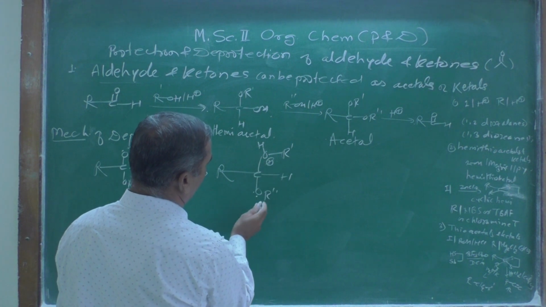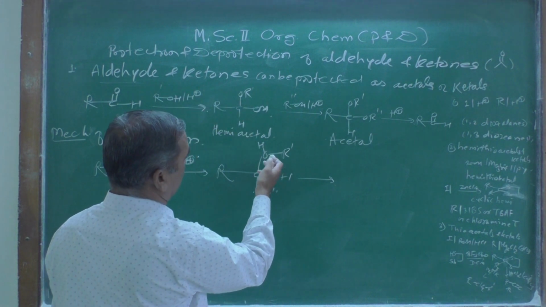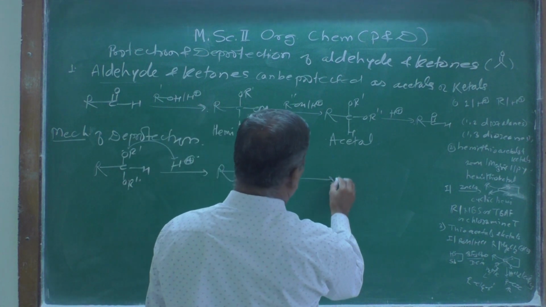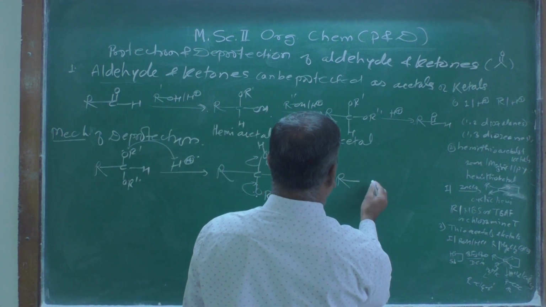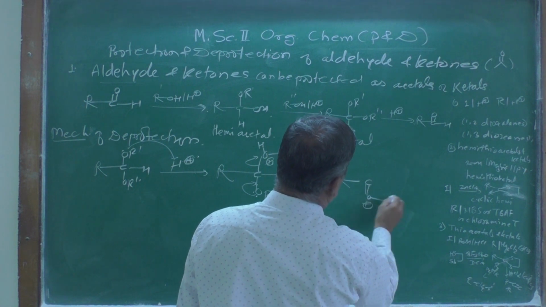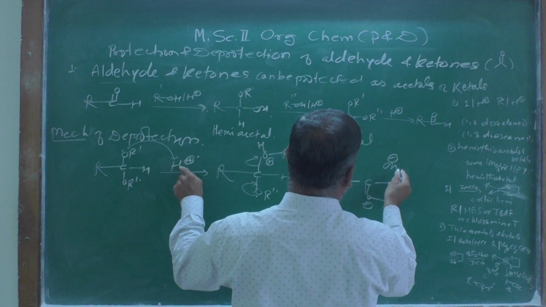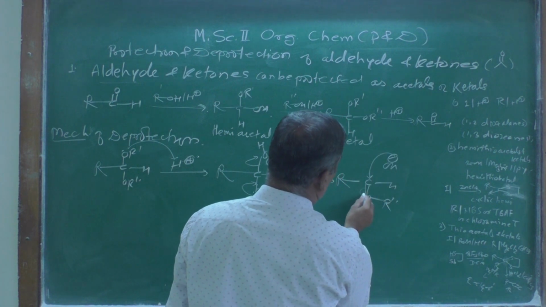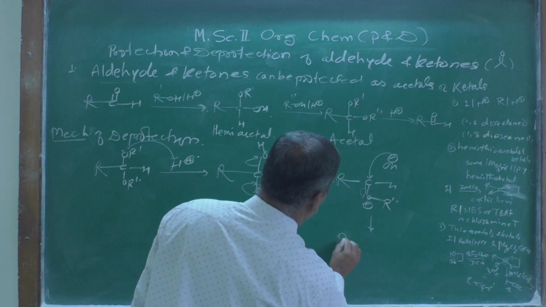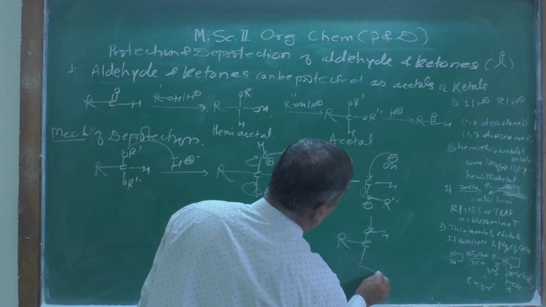This species is what we can call an unstable one, and then moving like this, we are going to get here R, then C double bond O, R, here positive charge H. Now the OH from the solvent is going to attack over there, and we are going to get this neutralized. Then you are going to get R C O H, then O R and H.